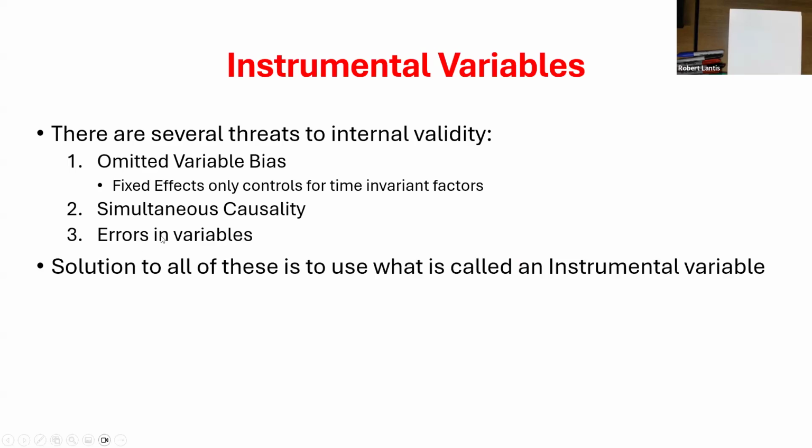Errors in our variables, that was our measurement error we talked about. Sometimes if it's classical measurement error and just random, it didn't influence the size of our coefficient, but it influenced the statistical significance. So these were all threats to internal validity. And for the omitted variable bias, we could use fixed effects, but a different solution could be to use instrumental variables. Instrumental variables actually solve all three of these. So a lot of the issues that we've talked about, we can solve with this instrumental variable.